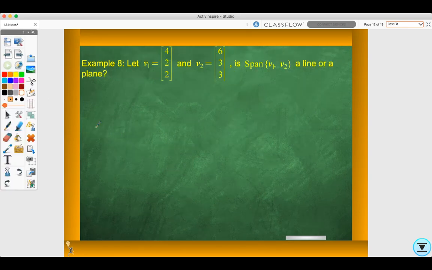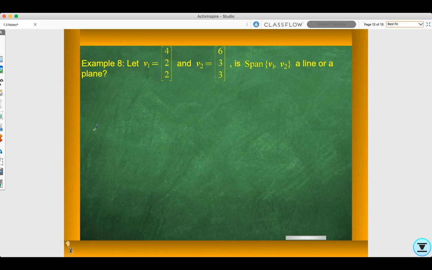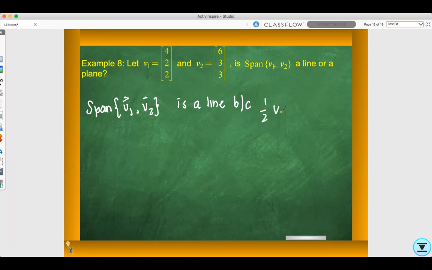Example 8. Let v1 be (4, 2, 2) and v2 be (6, 3, 3). Is span v1, v2 a line or a plane? Hopefully you notice that it is a line, because 1/2 v1 equals 1/3 v2. So span v1, v2 is a line because 1/2 v1 equals 1/3 v2.